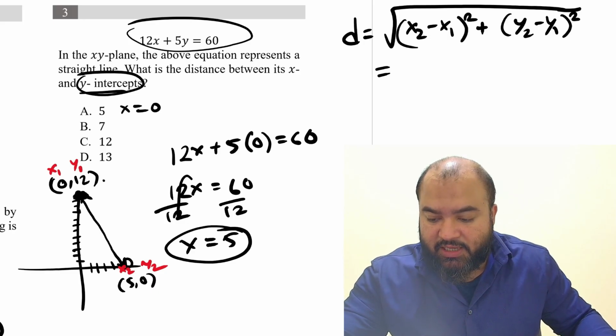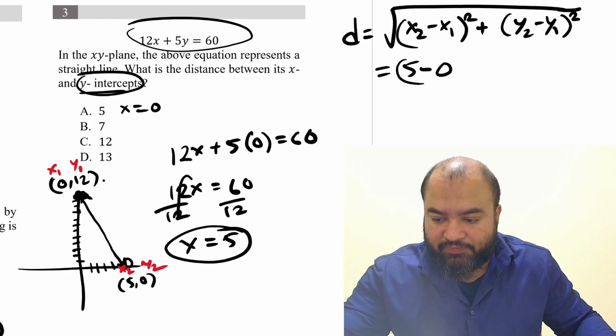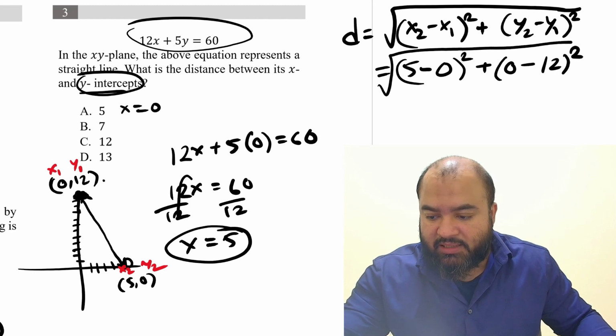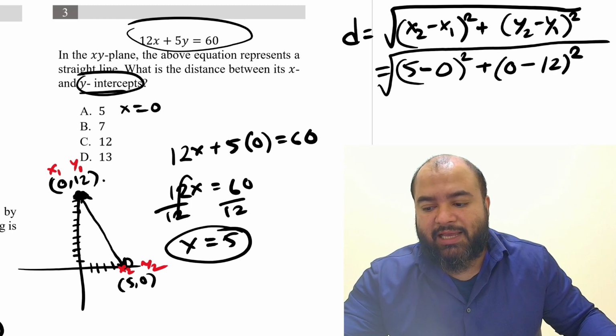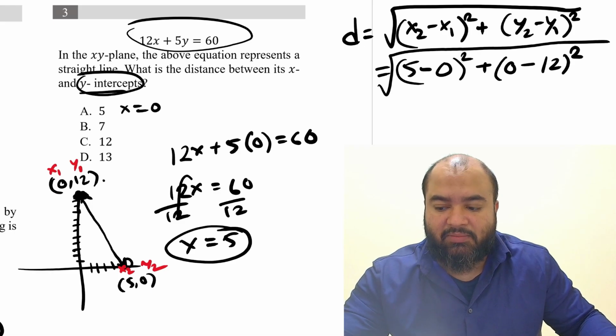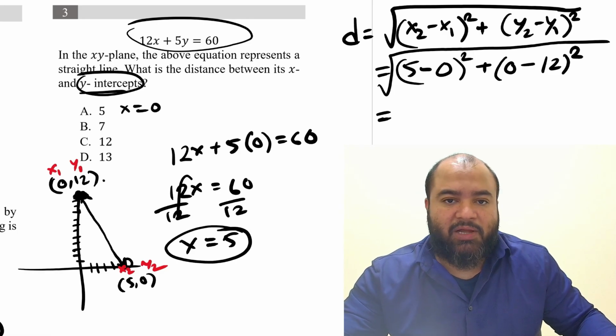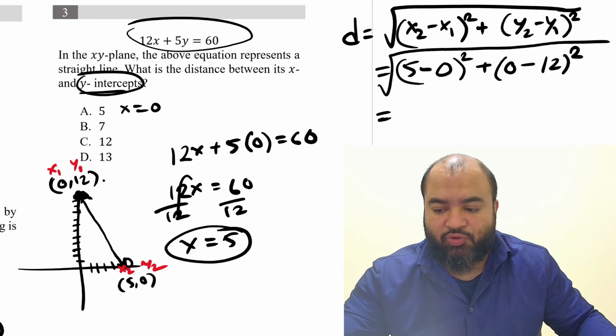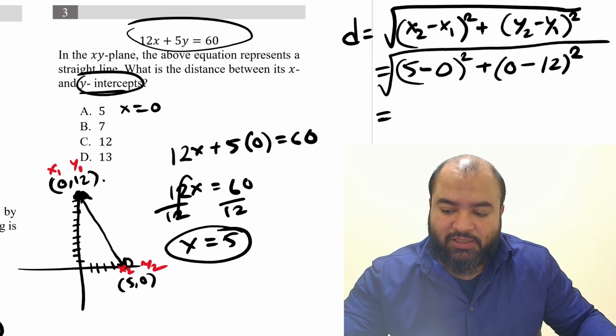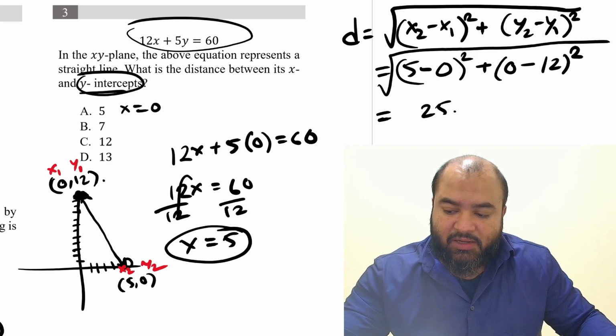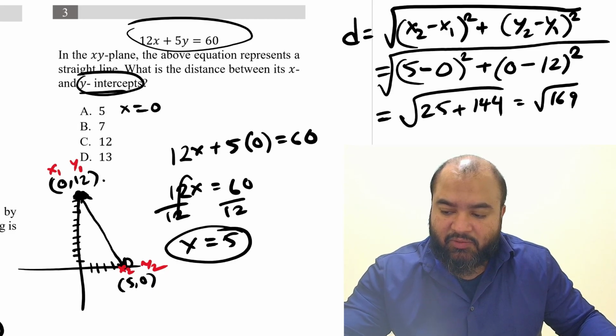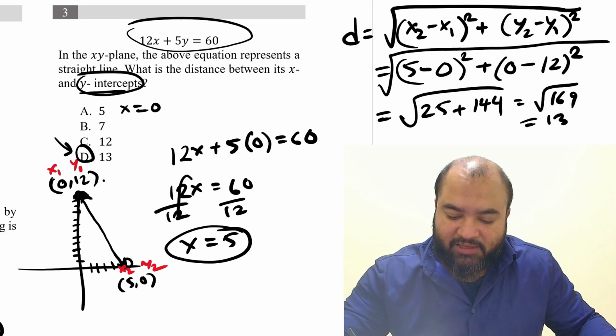So x2 is 5 minus x1 is 0 square plus y2 is 0 minus y1 is 12 square. And the square root. Remember, you might think that, oh, we can cancel out the square root and square. You can't, because there is a plus in the middle. If they didn't have the plus, then you could. If they have a plus or minus in the middle like this, you cannot cancel the square root. Now 5 minus 0 is 5 square, which is 25, plus 144, I believe is 169, which is 13. So answer is D. Not 7, guys.